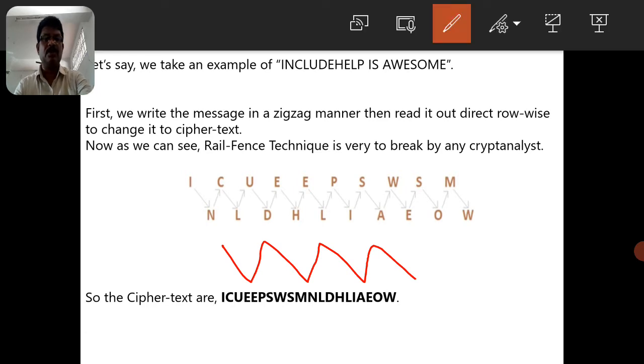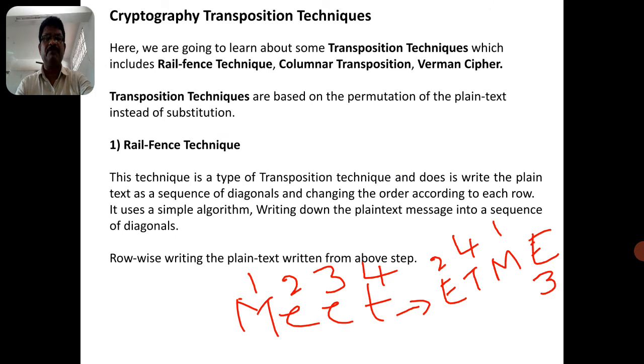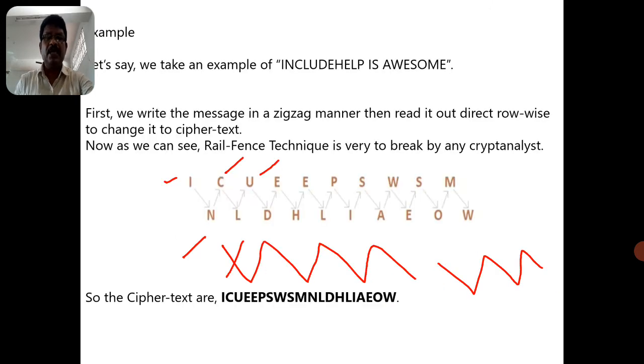Include: I is in this position, N is in this position, again C is in this position, L is in this position, U is in another. That means we have to prepare the message in the diagonal form. So once we prepare all the message, this particular rail fence technique is nothing but preparing the message in this diagonal form, and we can read this message in sequence order. So how can we prepare the ciphertext message based on this?